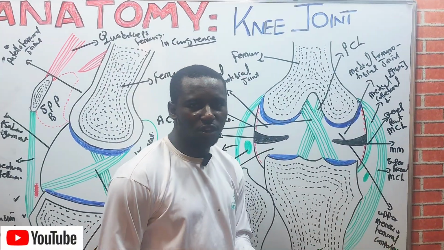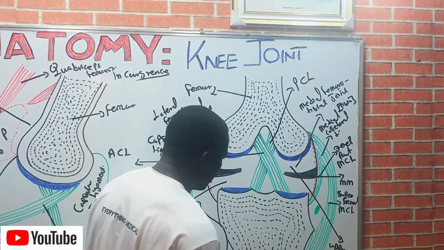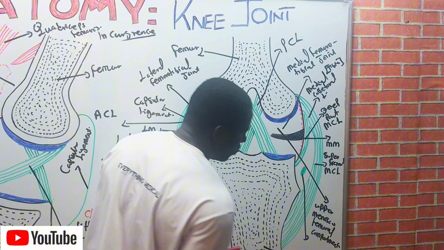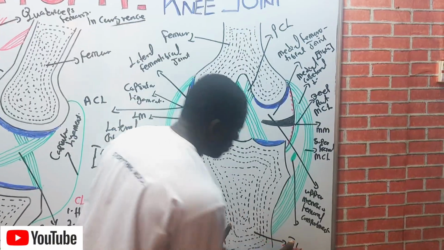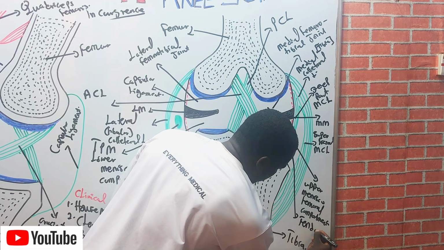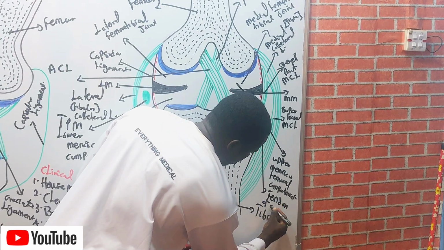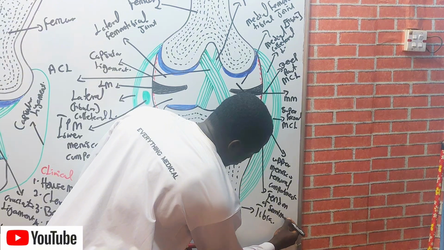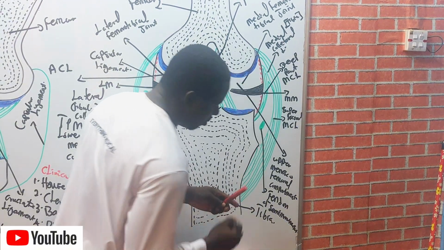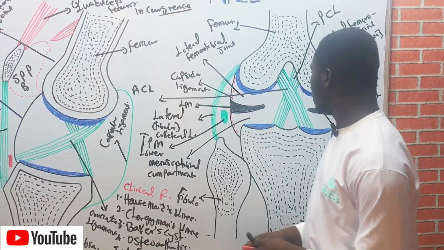But before I end this class, recall that there is a structure here called the tendon of semimembranosus. So we have discussed all in this region.